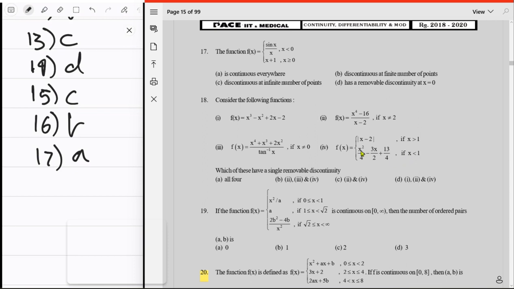At x equal to 1, this approaches what? This is like 1 upon 4 plus 13 upon 4 is 14 upon 4, which is 7 upon 2, and minus 3 upon 2, which is like 4 upon 2. So 4 upon 2 is just 2. It's not what this approaches. It approaches 1. How does this make any sense? Okay, so it's discontinuous at that point. It has a non-removable discontinuity.